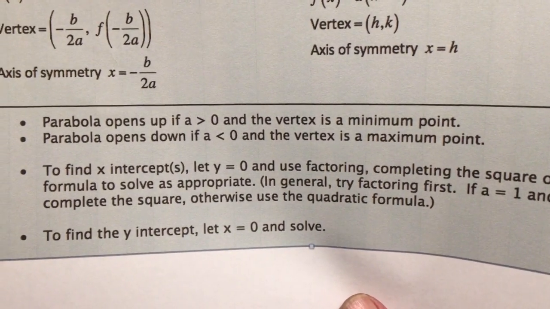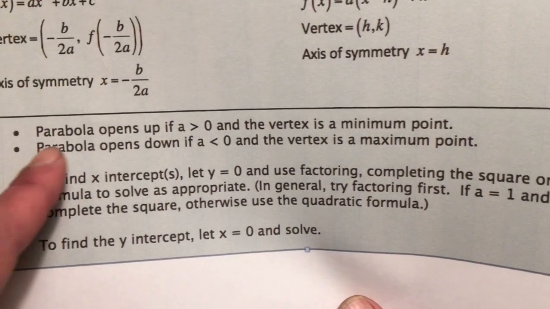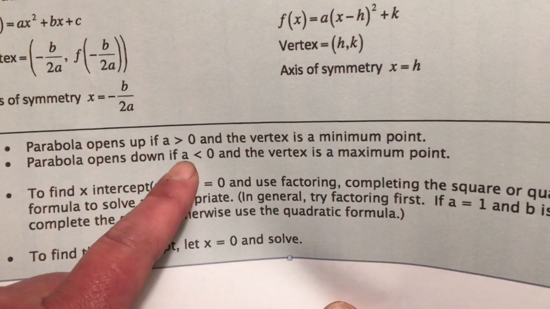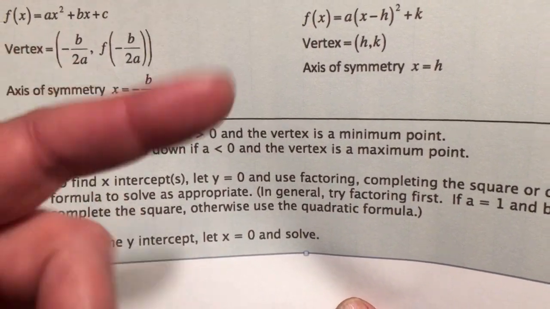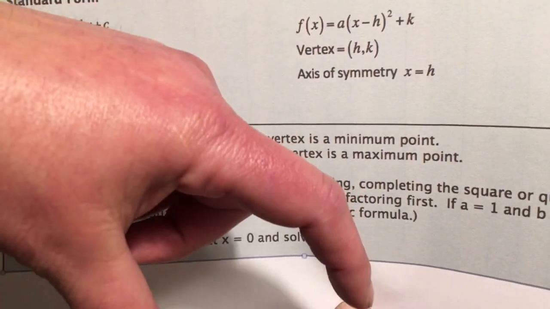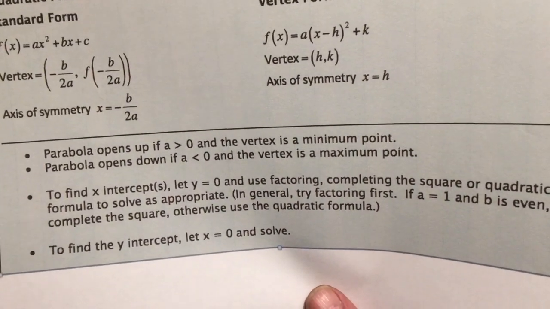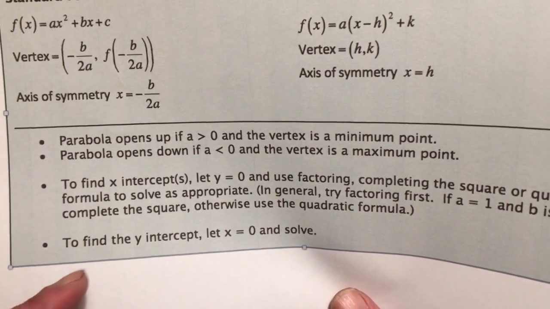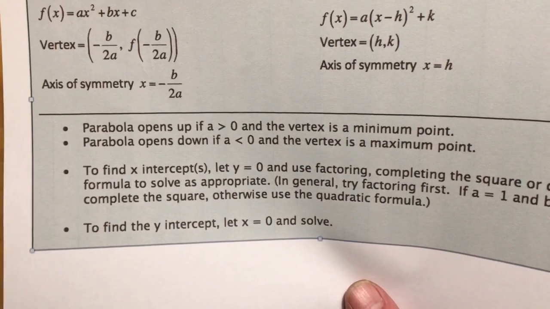Couple of little notes here on parabolas. If it opens up, a is greater than 0, that's a reflection. And remember, if a is less than 0, the number in front means it has a negative, so it's going to open down. And to find x-intercepts, we let y equal 0. To find the y-intercept, we let x equal 0. So those are the pieces we'll be looking at in this section, or the second half of the section.